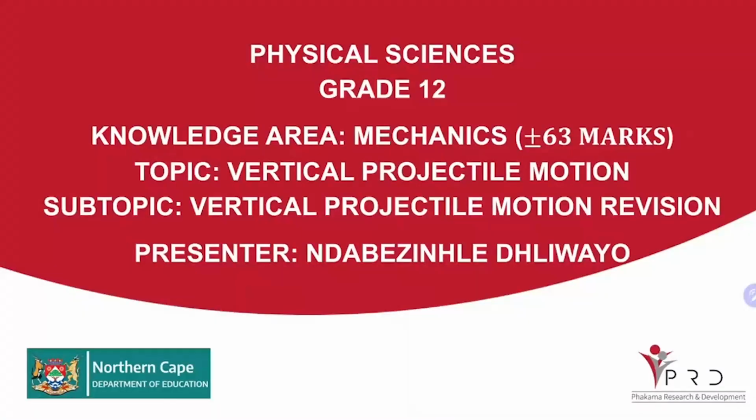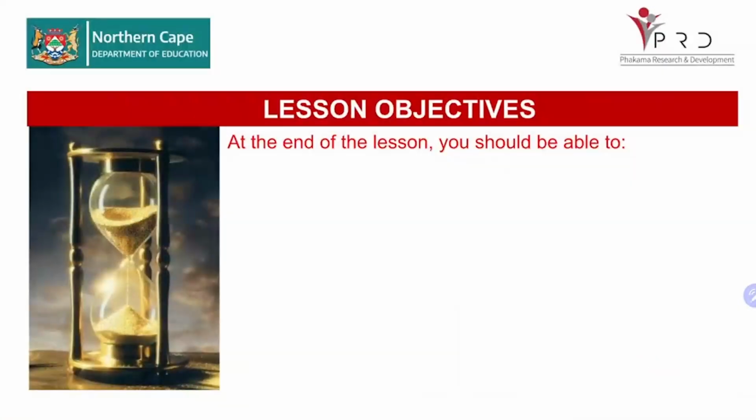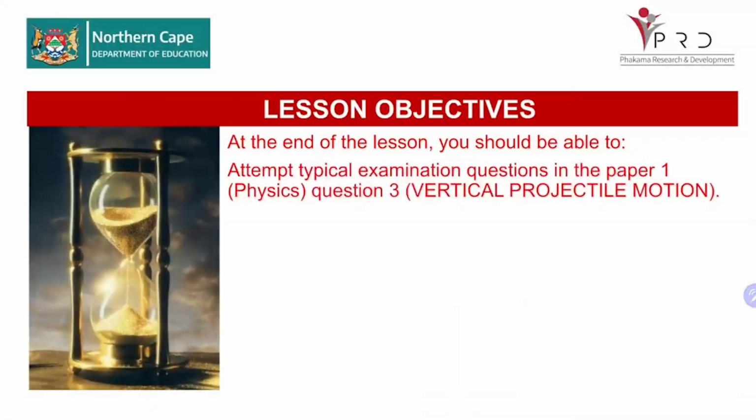Right, in our lesson today, we want to look at vertical projectile motion, which is part of our mechanics section, which carries about 13 plus or minus 13 marks in your examination. Typically in your paper 1, you can see the marks there from our past examination questions. So at the end of the lesson, you should be able to attempt typical examination questions on vertical projectile motion.